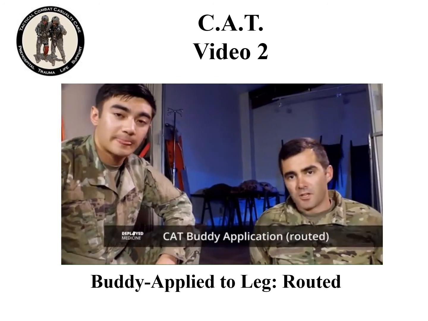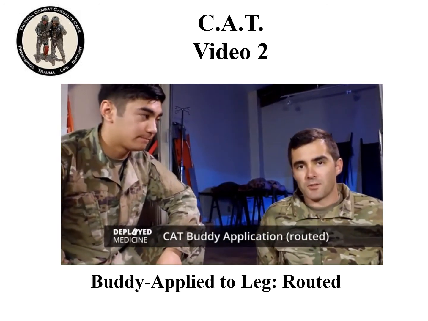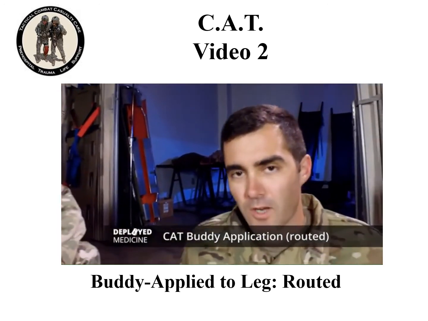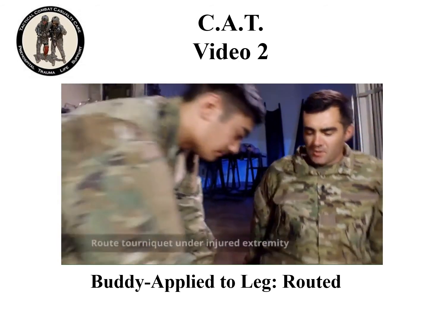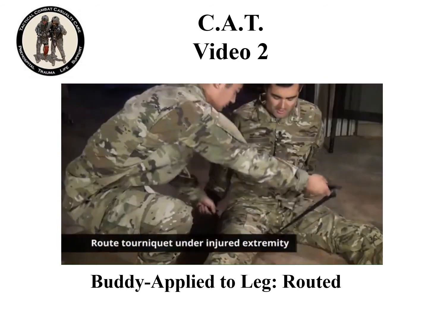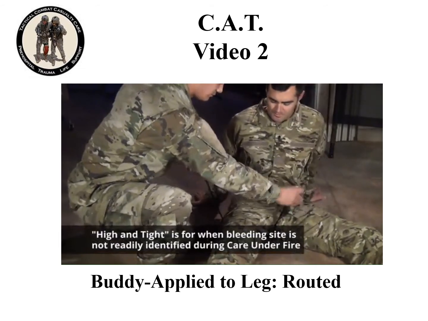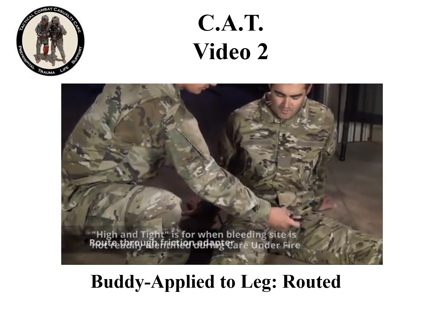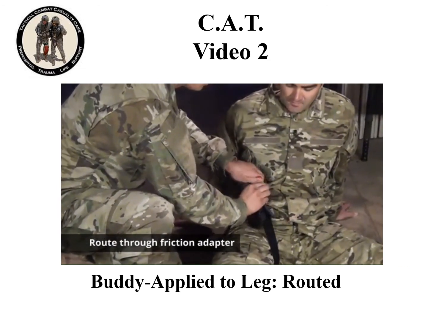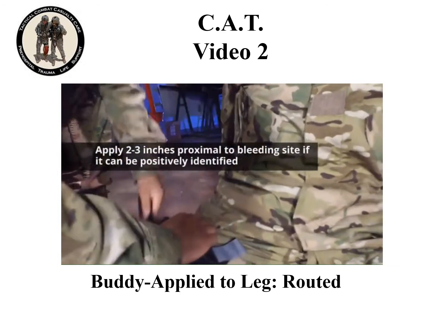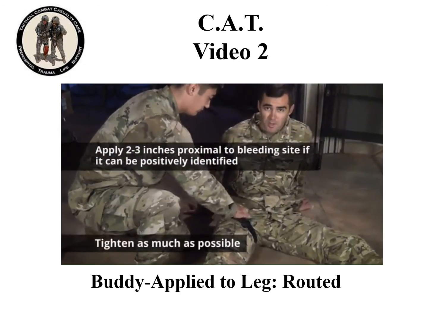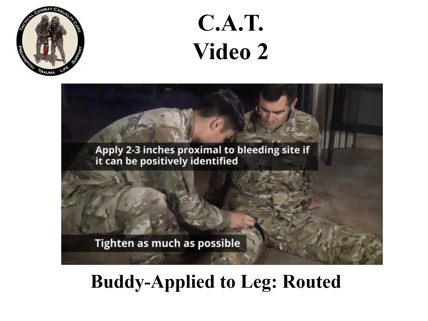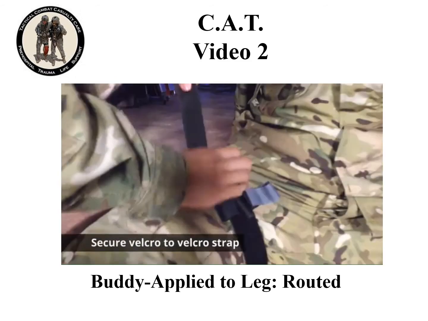Hey guys, we're going to talk over the Combat Application Tourniquet, or CAT tourniquet, buddy application routed. First thing you want to do is take the tourniquet, route it underneath the leg, making sure to get it as high as possible on the injured extremity. Route it through the friction adapter. Tighten as much as possible. Secure the Velcro to the Velcro strap.